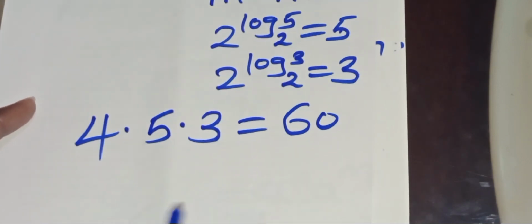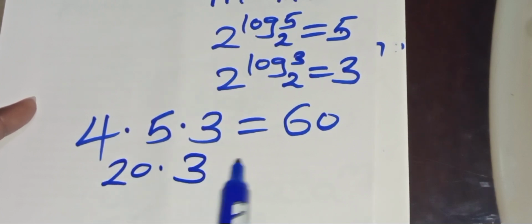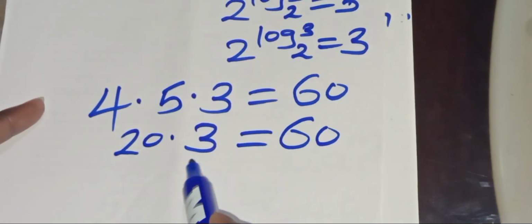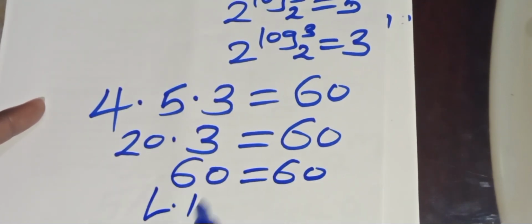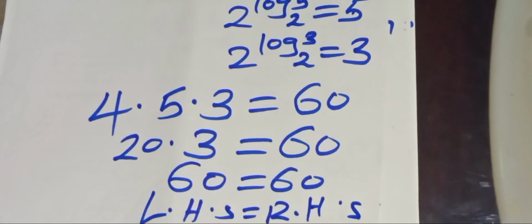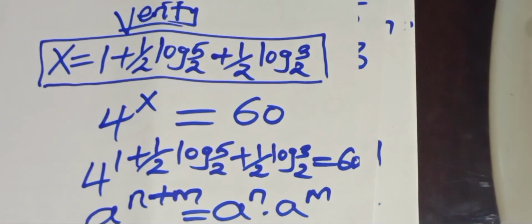And as you can see, 4 times 5 is equal to 20, multiplying by 3 should give us a value of 60. Now, 20 times 3 is equal to 60. And that means that the left-hand side is equal to the right-hand side. And that affirms that the value of x, which is equal to 1 plus a half log 5 to base 2 plus half log 3 to base 2, actually satisfies the equation.